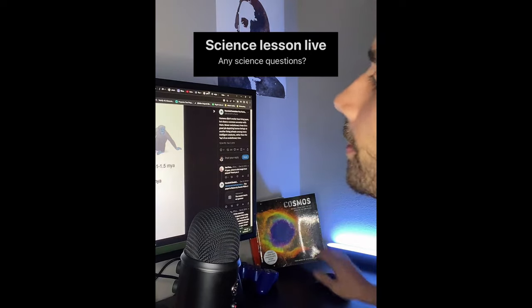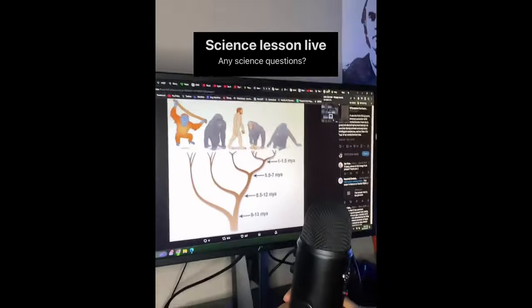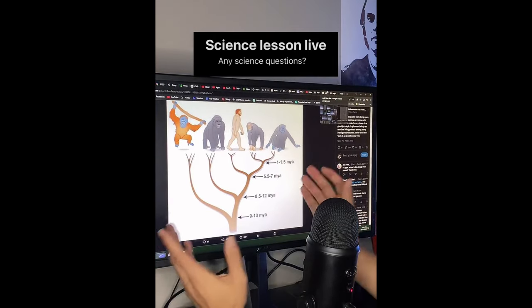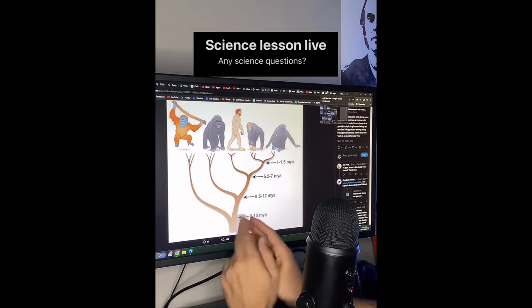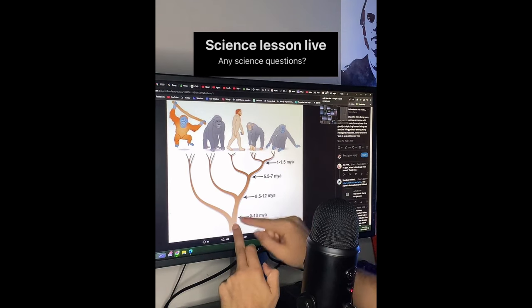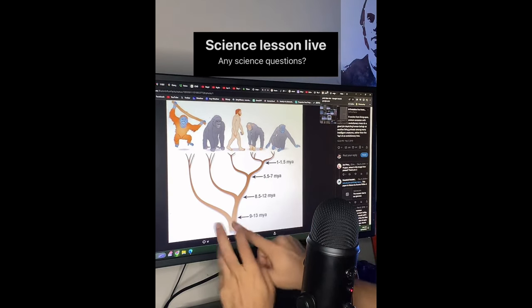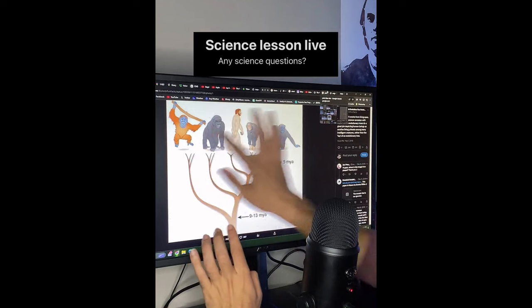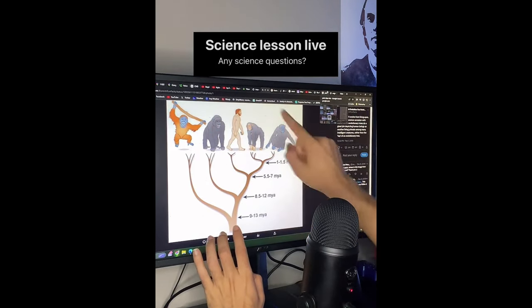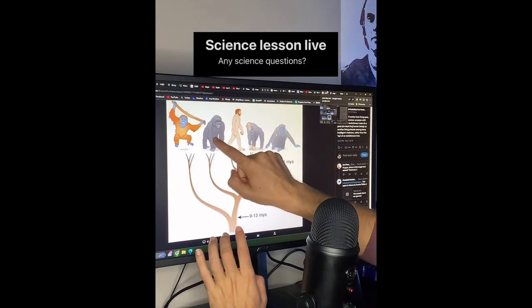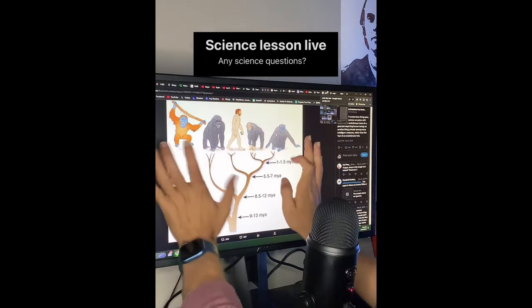And by the way, when we say humans come from monkeys, what we mean is we share common ancestry, right? So think of that big tree of life. About 10 million years ago, these are all the apes of today, right? These are bonobos, chimps, humans, gorillas, orangutans. These are all apes.